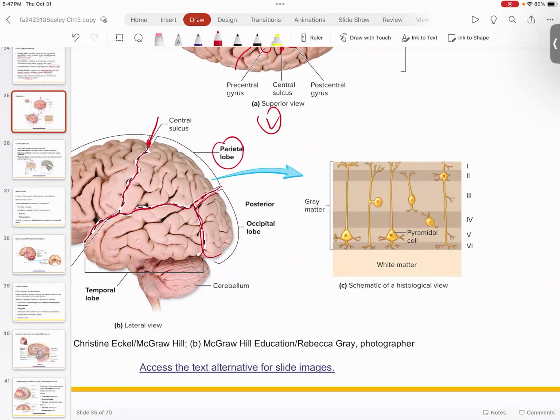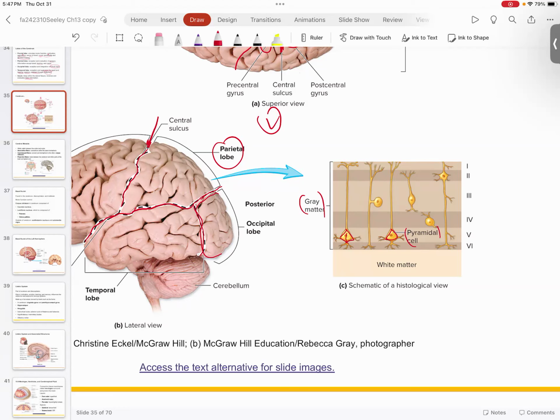So when you take a look at the different types of matter in the brain, the gray matter versus the white matter, the gray matter is basically divided up into layers, 1 through 6, and you have your different cells here. For instance, your pyramidal cells, which is one of your neuron types, so called because they look like this little pyramid shape.